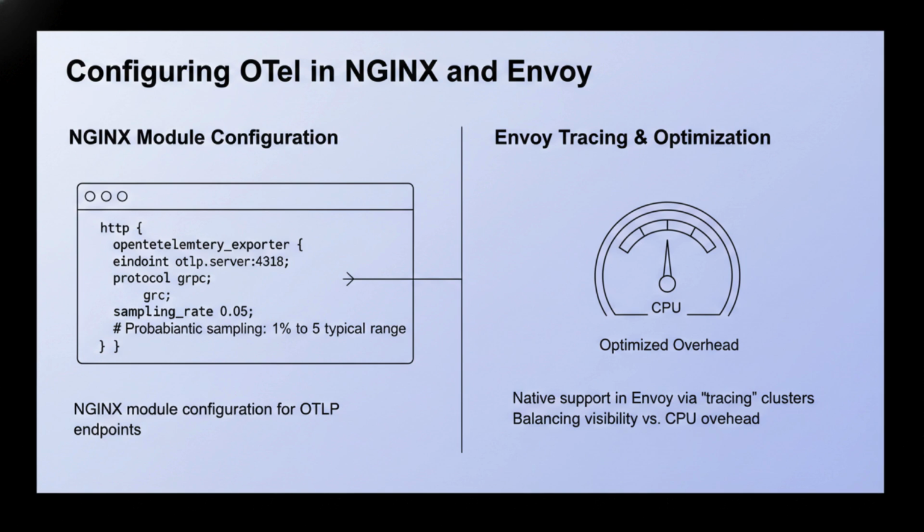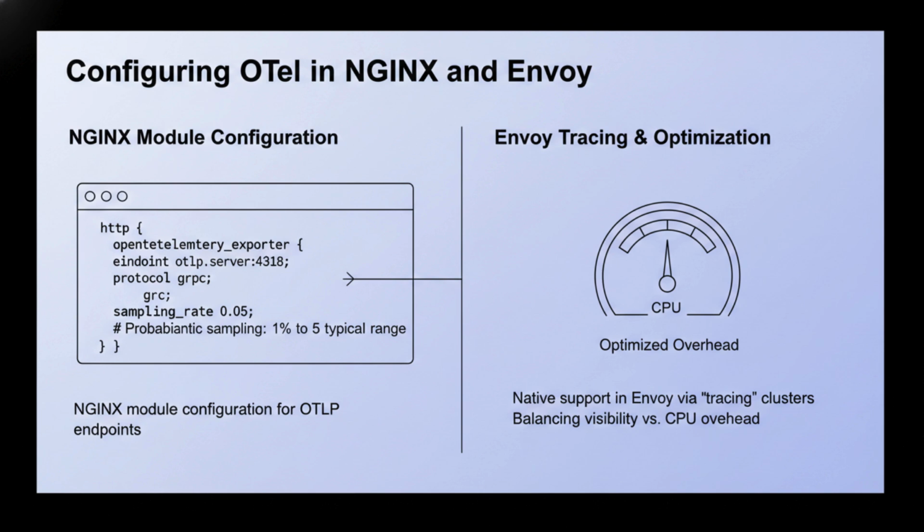Practical implementation varies by controller, but the principles remain the same. In Envoy-based controllers like Istio or Contour, OTel support is often native. You define an access log service or a tracing cluster in the YAML configuration. For Nginx, you might use the OpenTelemetry module, specifying the collector endpoint and the sampling rate.